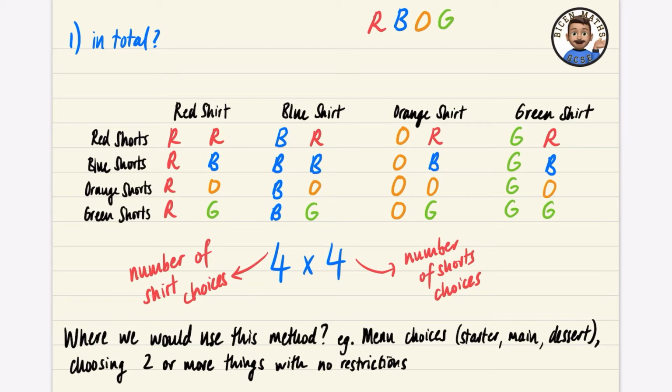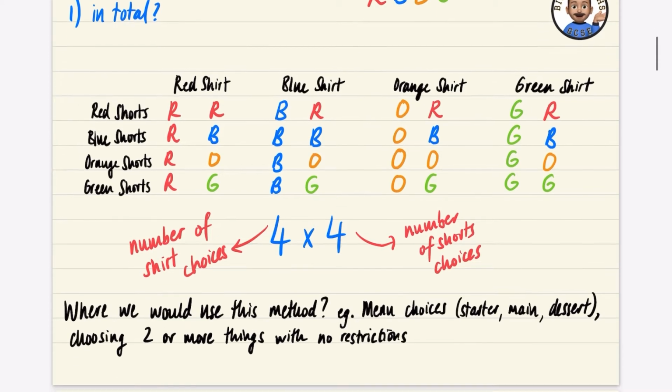Well, we would use this when we're choosing things maybe in like a menu with like a starter, a main, and a dessert, or where you're choosing 2 or more things with no restrictions. So you were just allowed to pick any colour of shirt, any colour of shorts. You took the number of this one and you multiplied it by the number of this one. So that's kind of your formula. You do the number of choices multiplied by the number of choices of the second thing.